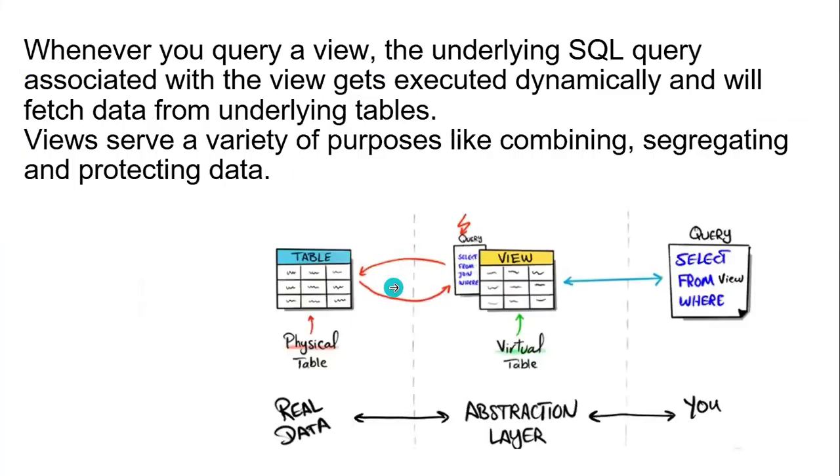What we store in the view is the query. Whenever I call the view, it will trigger the underlying query, and whatever result it provides will be printed in the result set. Whenever you query a view, the underlying SQL query associated with the view gets executed dynamically and fetches data from the underlying tables. Views serve a variety of purposes like combining, segregations and protecting the data.